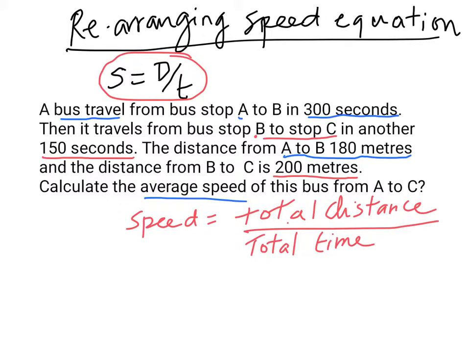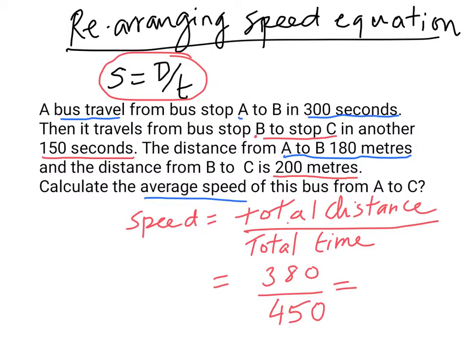So the 200 meters plus the 180 meters, that becomes 380 meters. The total distance is 380 meters. So you just substitute the numbers here, divided by the total time taken. In this case it's 300 plus another 150 seconds, so that's 450 seconds.